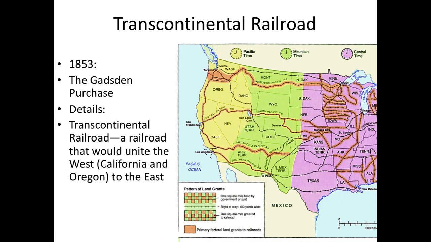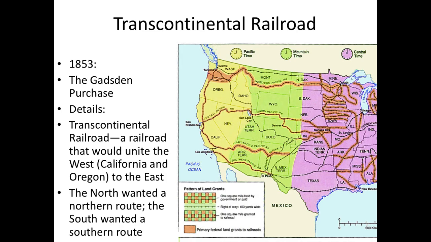The question, though, was where would you build this railroad? The North wanted to build a route that was more northern, say up in this region. The South wanted to build a transcontinental railroad that was further south, say down here. And there was a reason behind that. Wherever a railroad was built, the population would increase, and wherever the population would increase, you would increase the likelihood of being able to qualify for statehood.